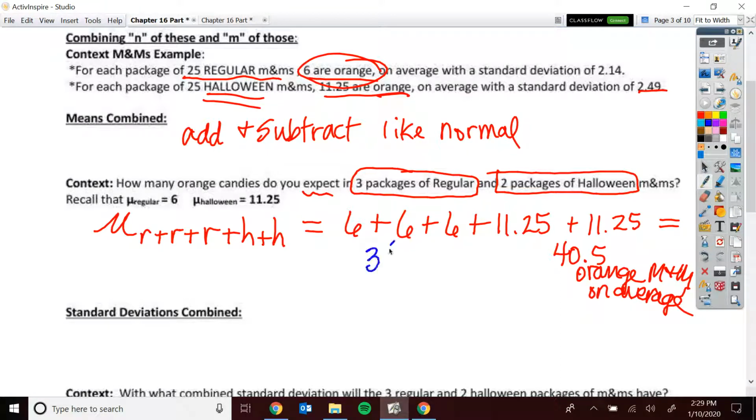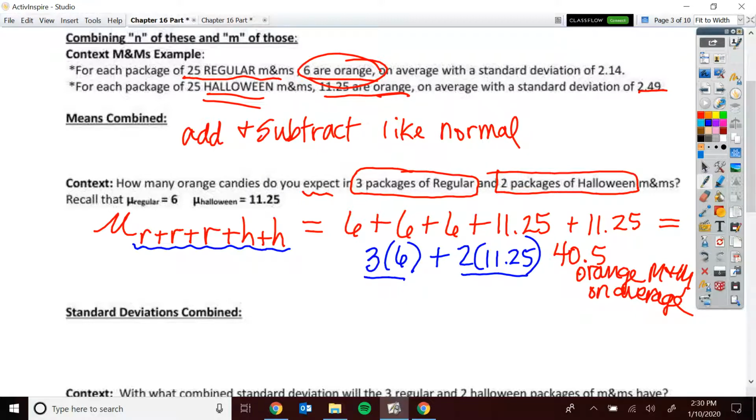Okay, now I feel pretty certain that you probably just thought, oh, 3 times 6 plus 2 times 11.25. So you probably did this, and that is fine. I get it. That's what I wanted to do first. You can do this and you get your 40.5, and that's fine. But as we learn this, I must stress that you need to think that this is what is happening, even though we ultimately might shortcut it and write it out like this.